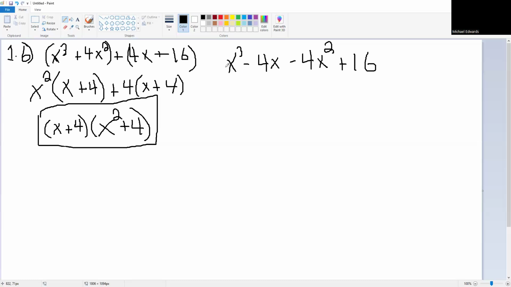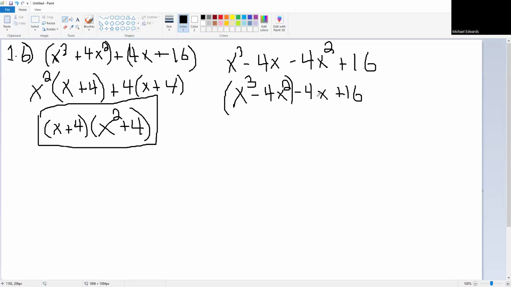So the first one's already in the right place. Let's write it as x cubed. The next one that should be there is a 2. So we're at minus 4x squared. And this is the next one. So we're carrying the signs with them. Minus 4x plus 16. Now, the grouping will not work unless you put it in descending order. Remember that. Let's group these.